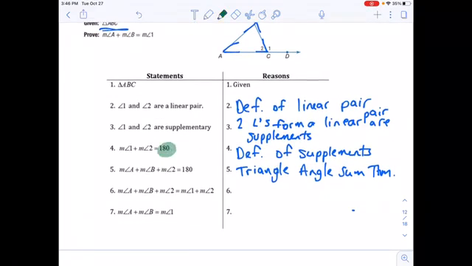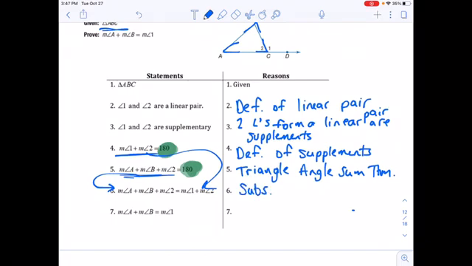Now, by substitution, we both know that 180s are the same. So I can take this guy, substitute him in. I can take this guy and substitute him in. And by substitution property of equality, or subs, I can make these equal.